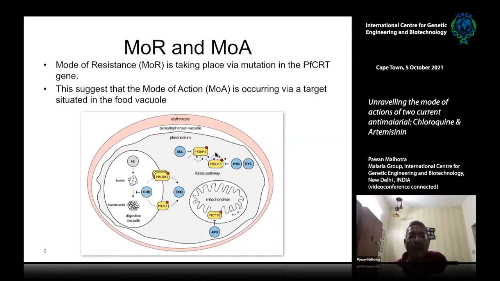And DHPS and DHFR act on the folate pathway. But the mode of resistance actually is dependent on the receptors, on the transporters, which are present on the food vacuole. And we know now very nicely that there are two transporters, PfCRT and PfMDR1, which, if you see the left-hand panel, are a reason for getting resistance toward chloroquine. But we still don't have a clear idea how artemisinin resistance is coming. Only one mechanism, the Kelch protein, has been shown to be responsible for bringing about artemisinin resistance.